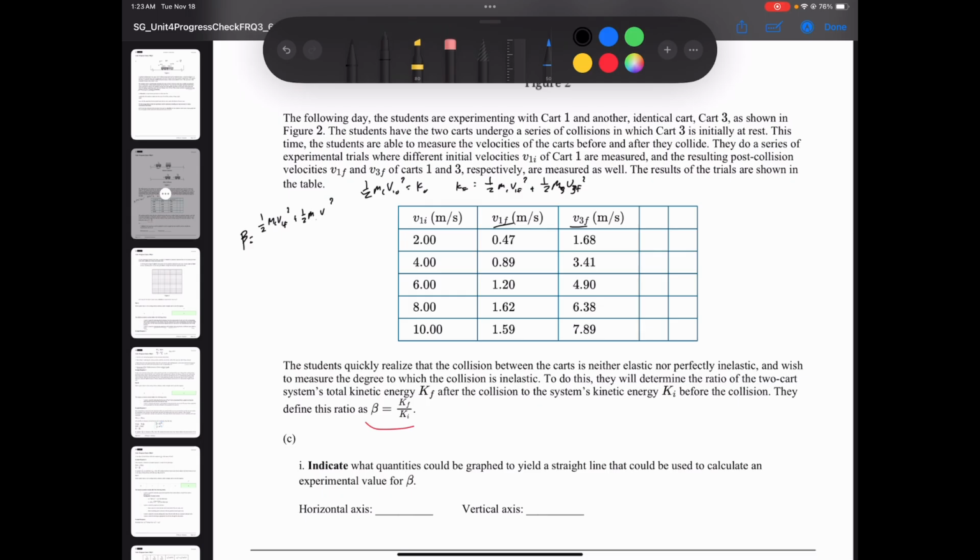Yeah, so m3 v3f. Okay. And I'm going to divide all that by the initial kinetic energy of the system, 1/2 m1 v1 naught squared. All right. So that's a bit much. We can simplify this a bit.